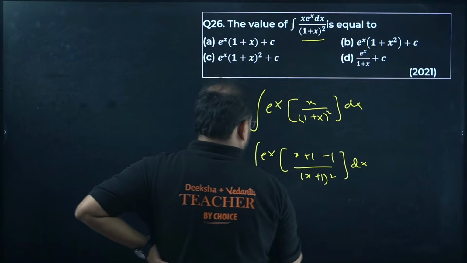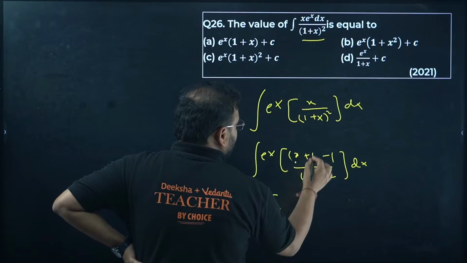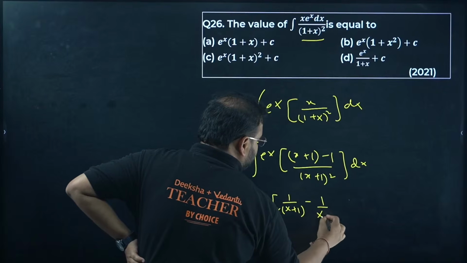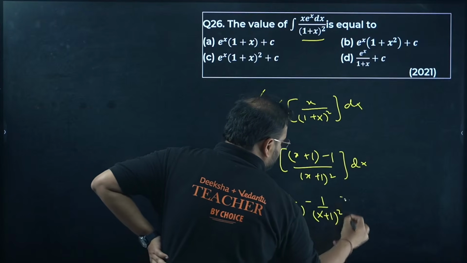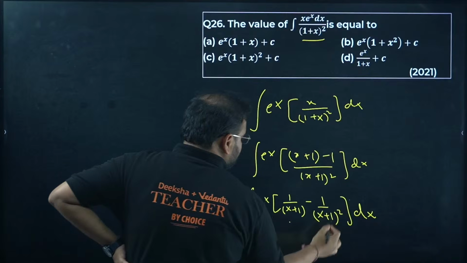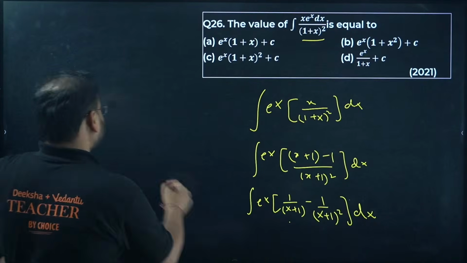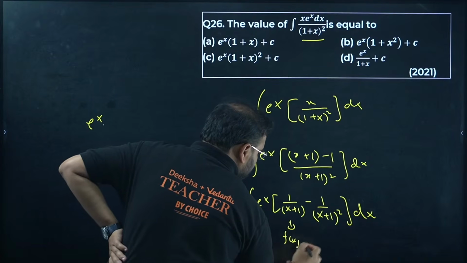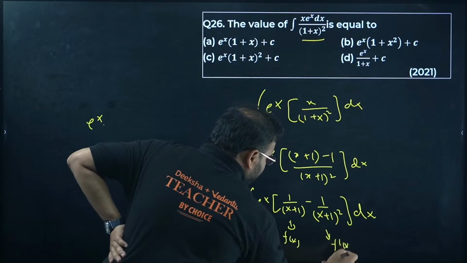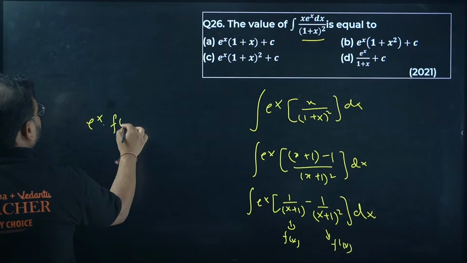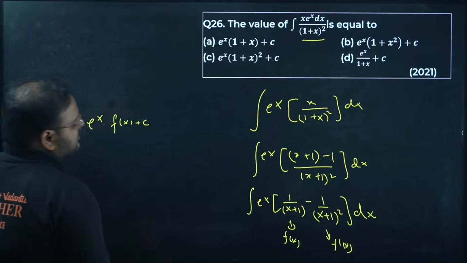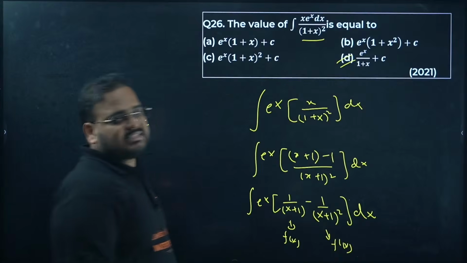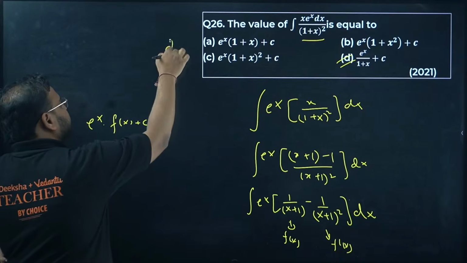Separate the terms, you'll get something. Separate it over here. You'll get 1 upon x plus 1, and you'll get here minus 1 upon x plus 1 the whole square. Check, this is t, this is minus 1 by t square. Answer is e power x. This value is your f of x. This value is your f dash of x. So e power x, f of x plus c. Answer is e power x into 1 upon x plus 1. So e power x upon x plus 1, D is the right answer.